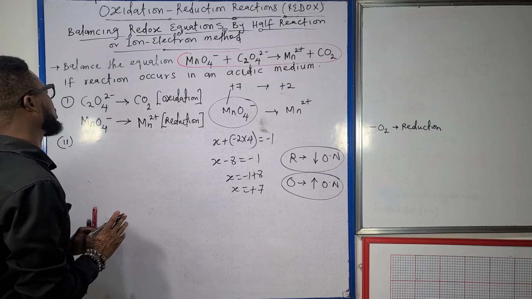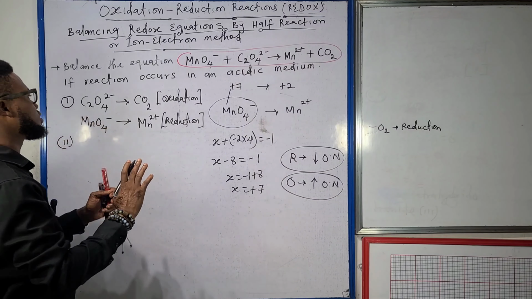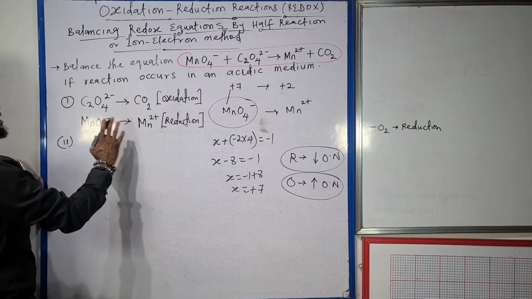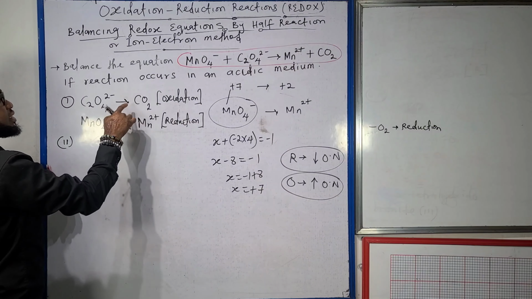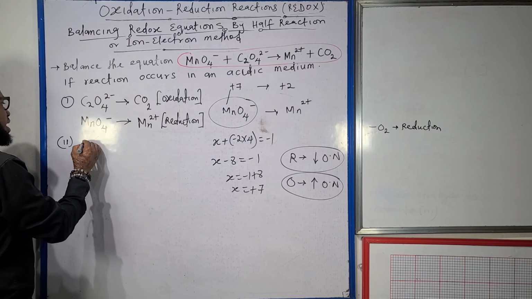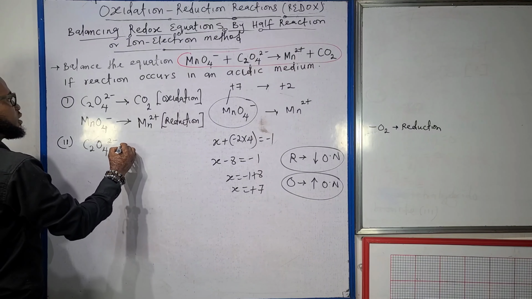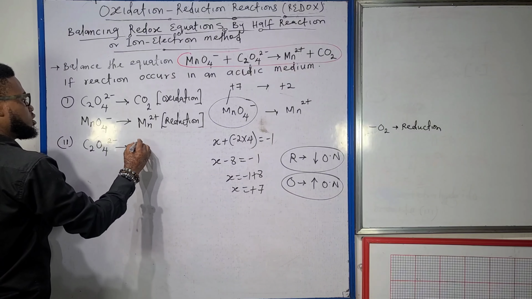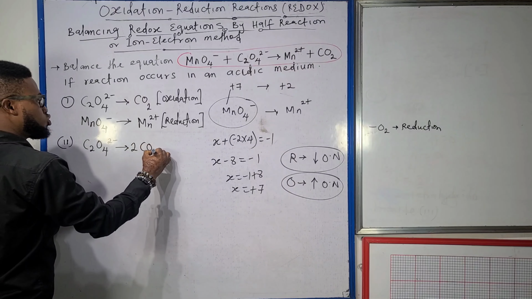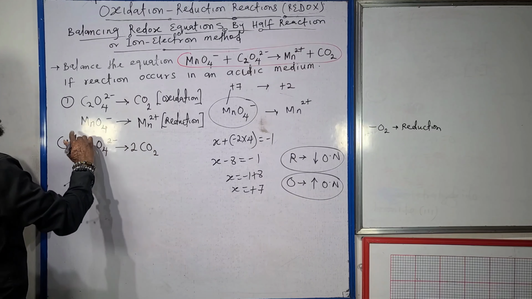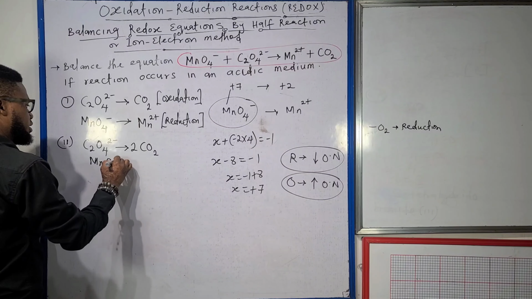Step 2 talks about balancing atoms other than hydrogen and oxygen. Forget about the oxygen here. Try to balance the other atom. When you look at this, this is C2, this is 1C. The carbon is not balanced. I'll try to balance that. C2O4 2 minus to give me CO2. But since I have 2 carbon here, this will be 2CO2. Mn. So the reduction half reaction seems balanced already.